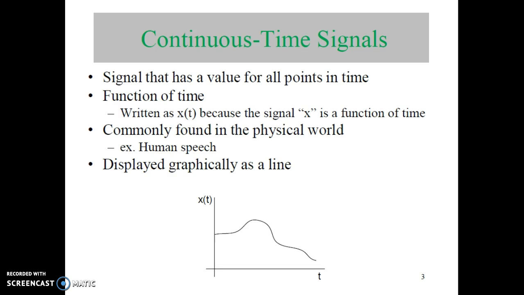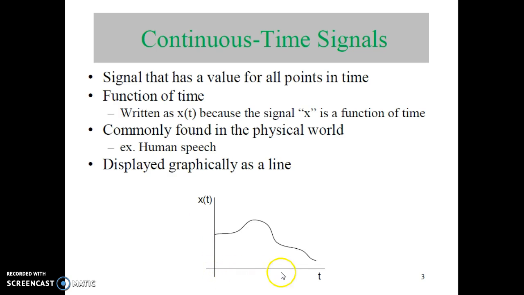The first type of signal is the continuous time signal, and as its name indicates, a continuous time signal is continuously defined for all time, and for all time instants amplitude values are present. Therefore, it is called a continuous time signal. Signals which are continuously varying with time are called continuous time signals. See, this is the graphical look of a continuous time signal.